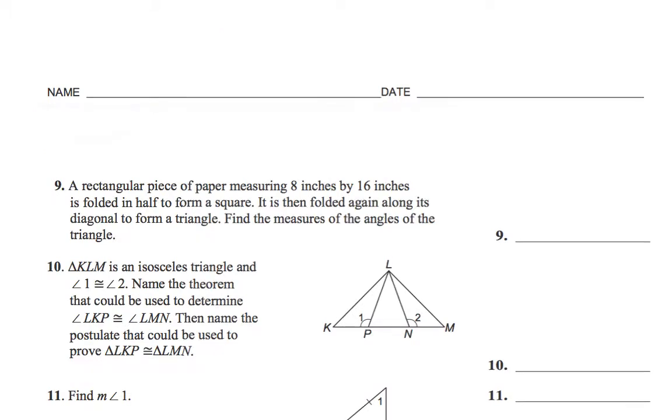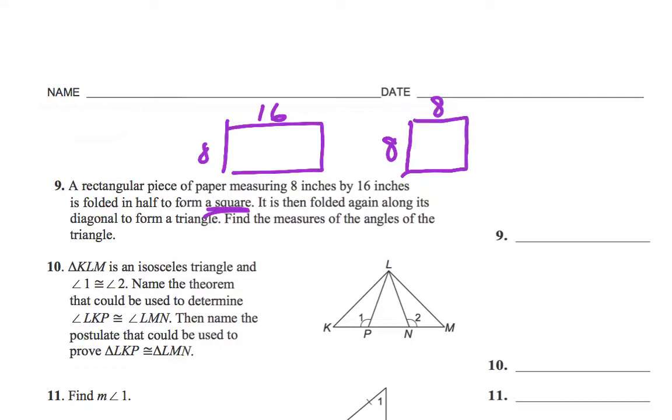Number 9. This is a good thinking problem. It says a rectangular piece of paper measuring 8 by 16 is folded in half to form a square. So now it's going to be an 8 by 8. And it's folded again along the diagonal here, which then is now an isosceles right triangle. And then it says find the measure of the angles of the triangle.